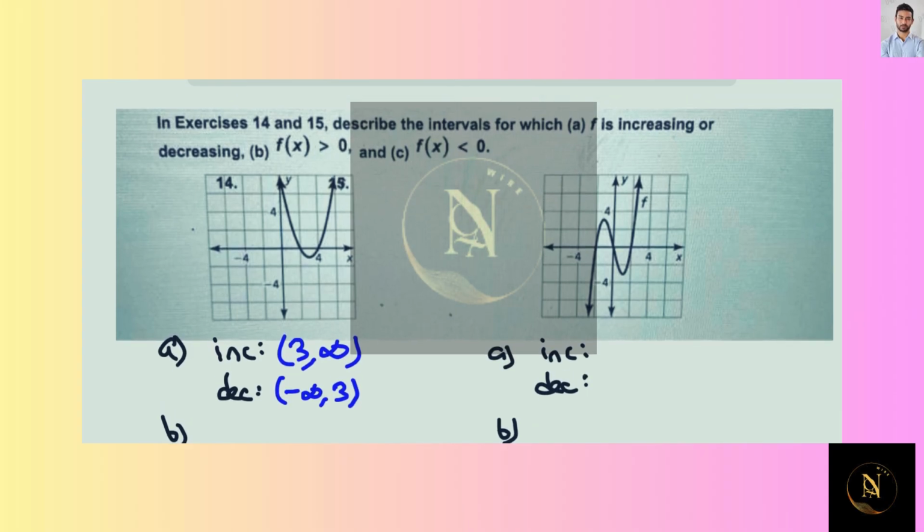I'll go ahead and do this with number 15 as well since it's the same topic. It's going to be increasing when it's going uphill, so that's what I'm highlighting in green, left to right. And that's happening from negative infinity to negative 3. Actually, that looks like negative 2. Let me get a better look at this. I don't know, that'd be negative 1. So from negative infinity to negative 1, and then from 1 to infinity.